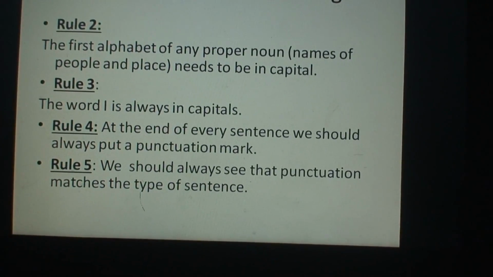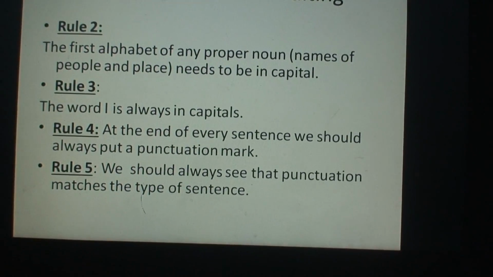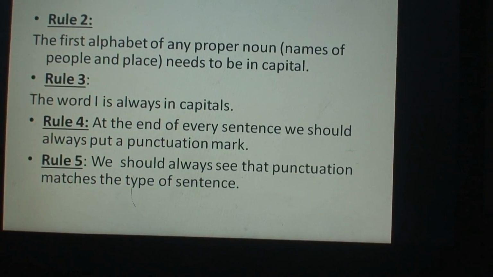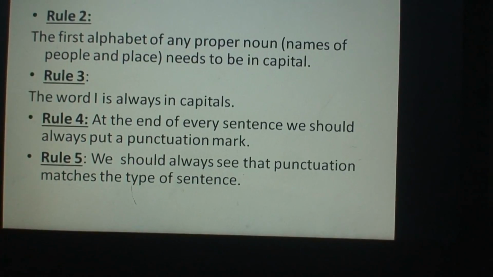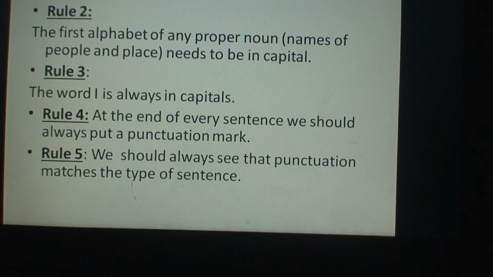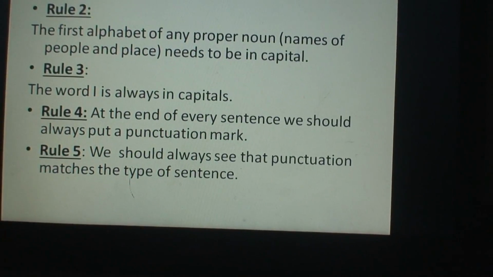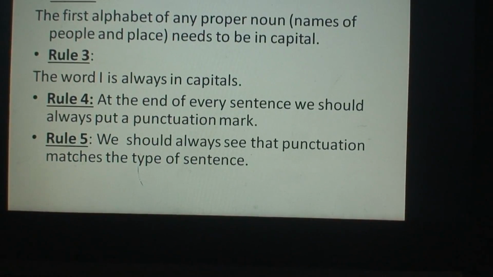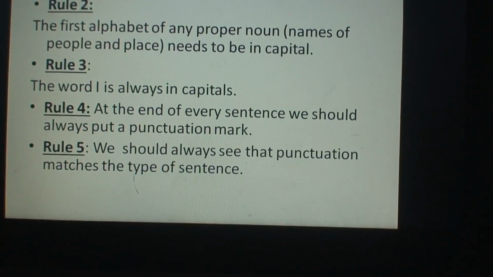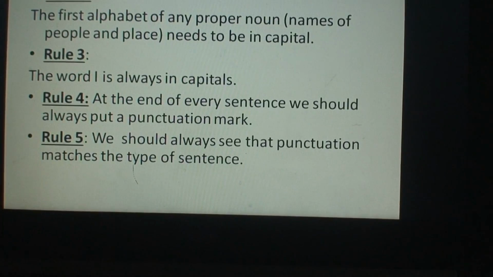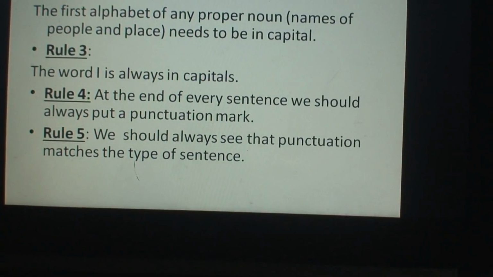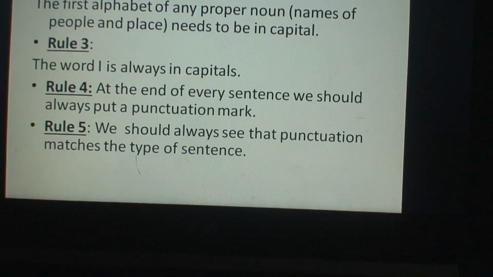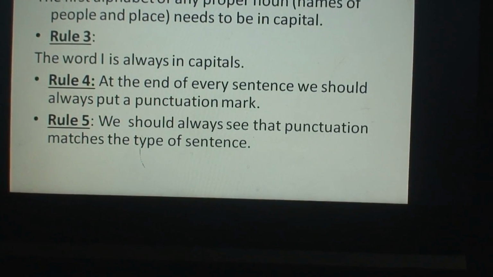Rule number 5 says that you have to always see that the punctuation matches the type of sentence. That means you have to identify what type of sentence it is and punctuate it accordingly. If it is a statement, you need to put a full stop. If it is a question, you need to put a question mark. If it is an exclamatory sentence, you need to put an exclamation mark.